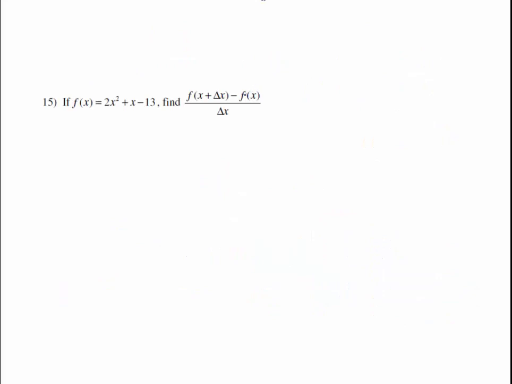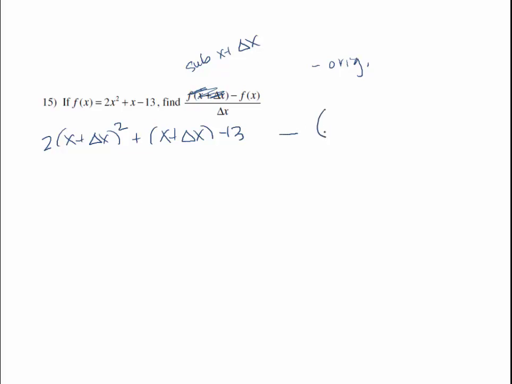Alright, this is very similar to a previous question, except now at the end it's not subtracting f of a number, it's subtracting the original function. So we are going to substitute x plus delta x, and then we're going to subtract the original problem. So what I just did was that. Now I'm going to subtract the original problem, and it's all over this.